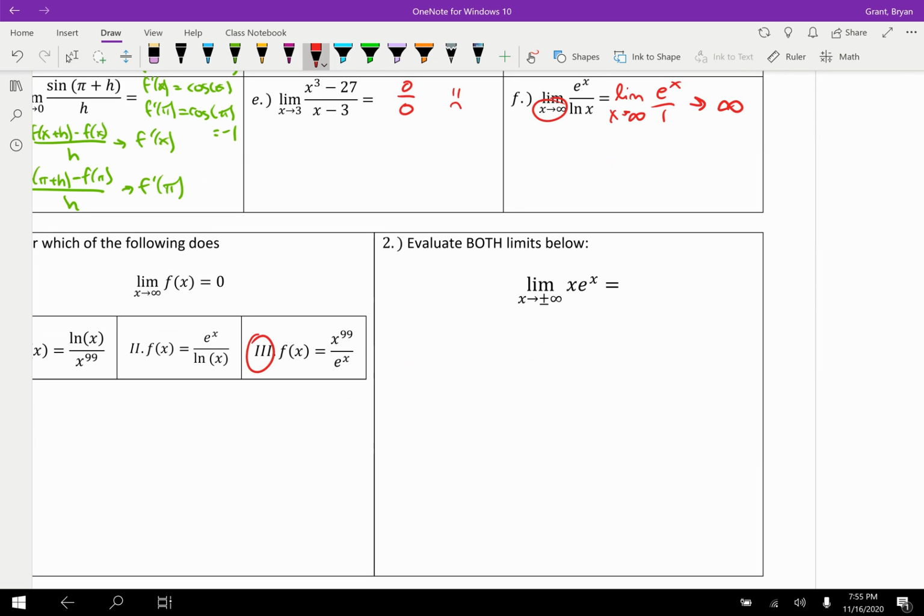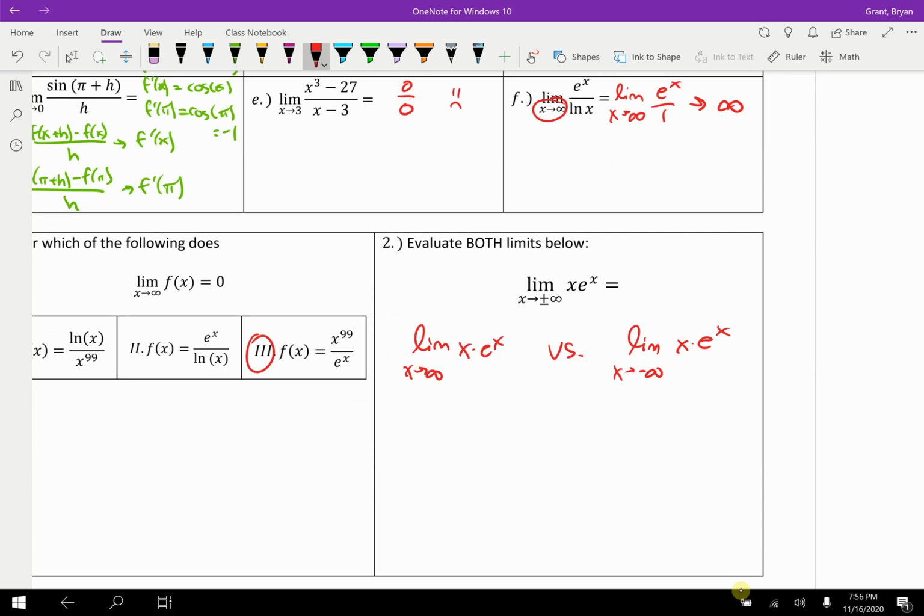All dominants, very cool. Last but not least, evaluate both limits below, while the 2 limits are, of course, as x approaches positive infinity and the limit as x approaches negative infinity.